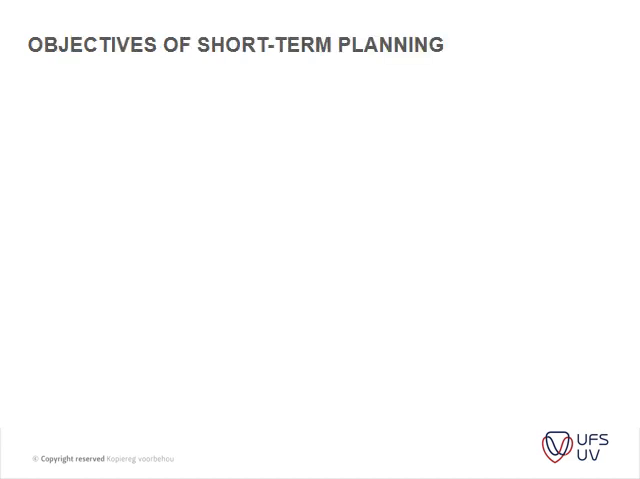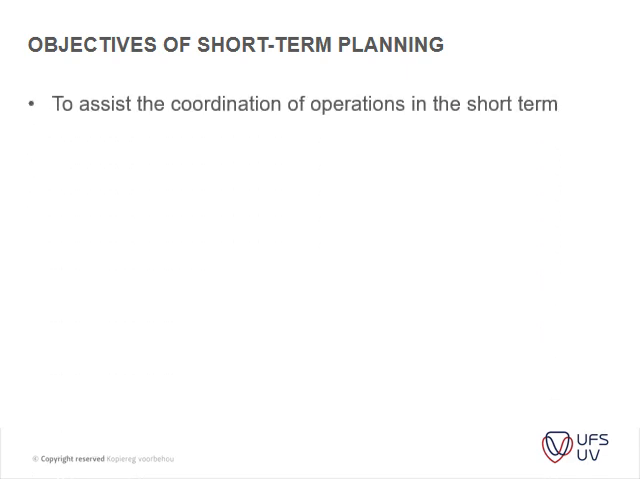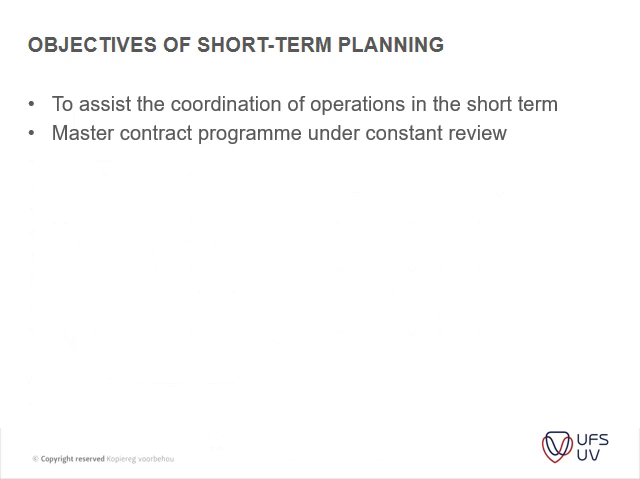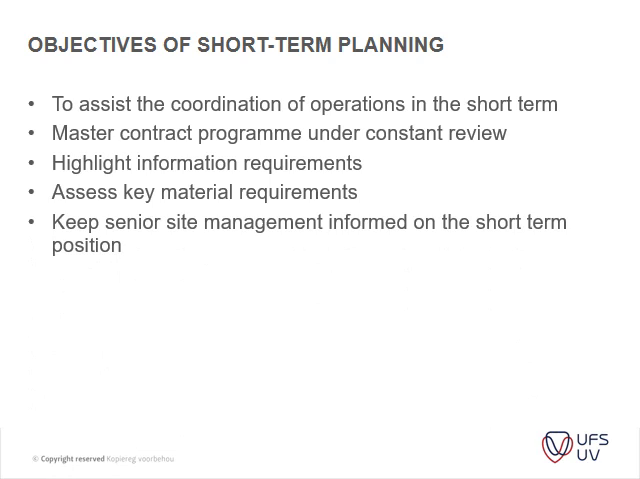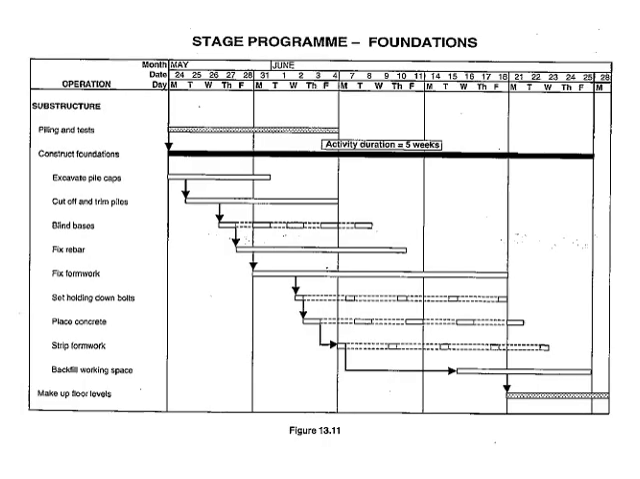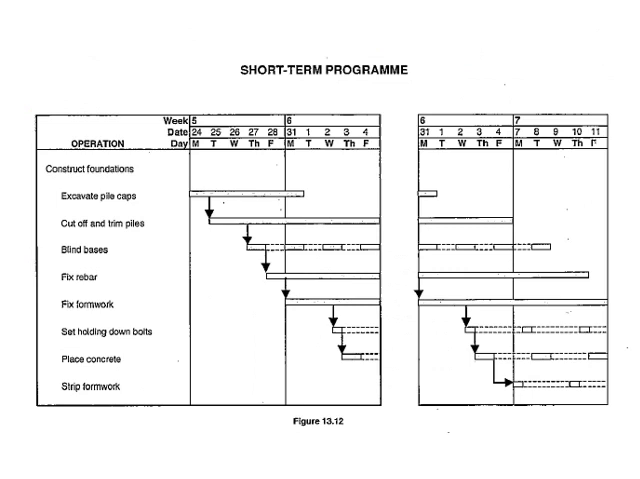Okay, then the objective of the short-term program is basically to assist the coordination of short-term operations. The master contract program is under constant review, and it highlights information required, assesses key material requirements, and keeps senior site management informed on the short-term position. So stage programs, for instance, now for foundation. So you can see it's your previous program just divided into further operational bits and pieces. Then you've got your short-term program, which is the same items just divided further into more detail. So you can see here it is actually divided into weeks and not months or years.